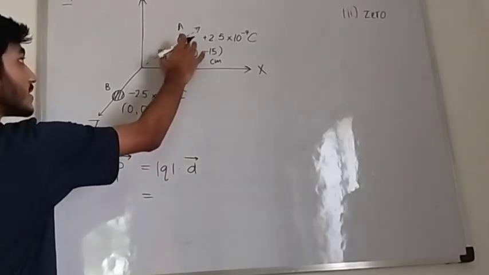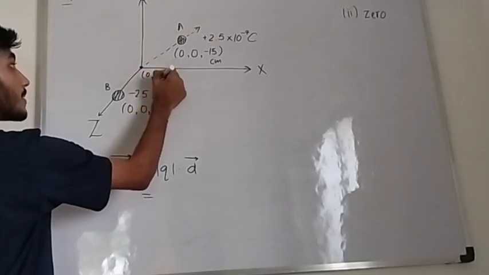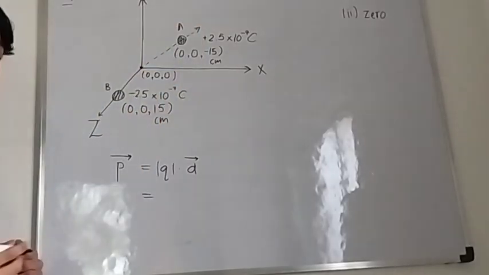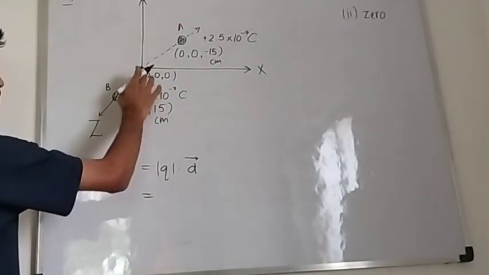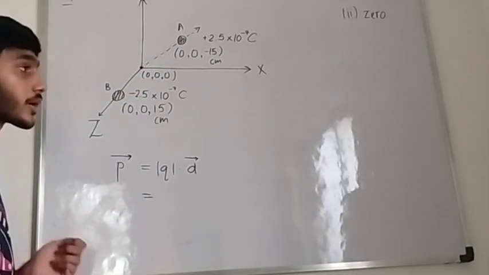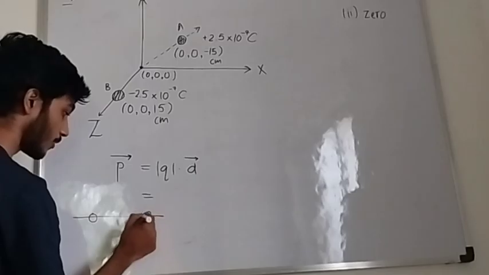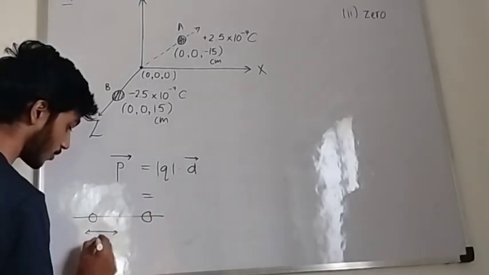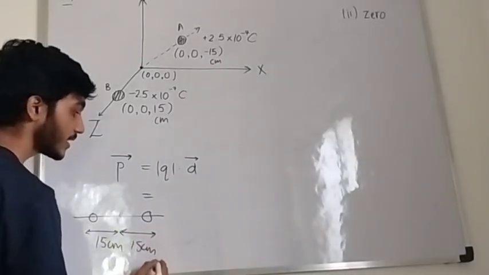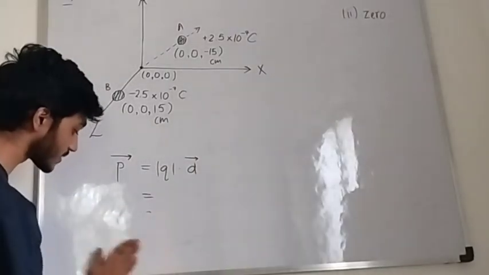If you look closely at the distance between this and this point, if you take this as origin, it is 0, 0, 0. The distance between the origin and the A charge is 15 centimeters, and the distance between the origin and the B point is 15 centimeters. We can directly add these up because this is in one straight line. This is the z axis, one is here, one is here, 15 centimeters from the origin and again 15 centimeters from the origin. So we can directly add these up and write it as 30 centimeters or 0.3 meters in SI units.